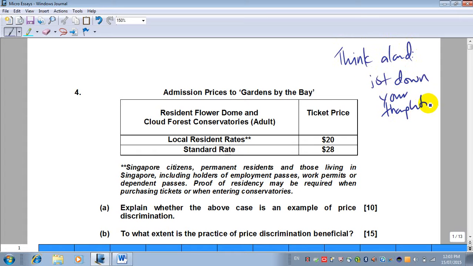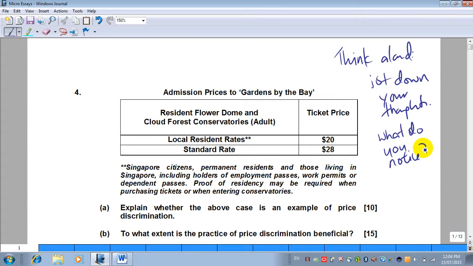Admission prices to Gardens by the Bay. And the next line, Western Flower Dome and Cloud Forest Conservatories for adult. And then you notice some things. What do you notice? I repeat. You need to ask yourself, what stands out to you? And if you must address it, then you better address it in your answers.